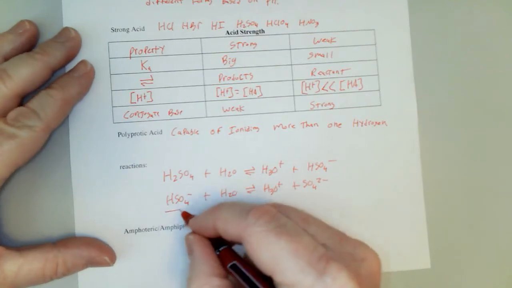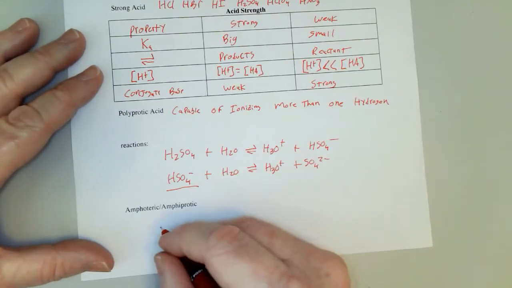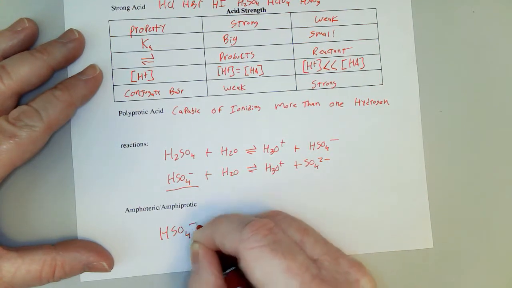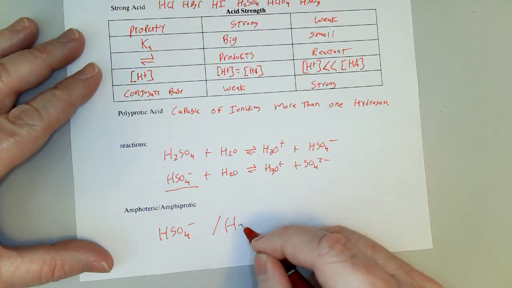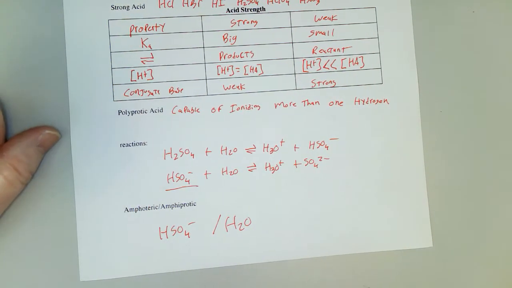Now, HSO4 minus is another one of these amphoteric or amphiprotic species. It can be both an acid or a base. So can water. So these are capable of either gaining protons or losing protons. They're capable of being an acid or of being a base.